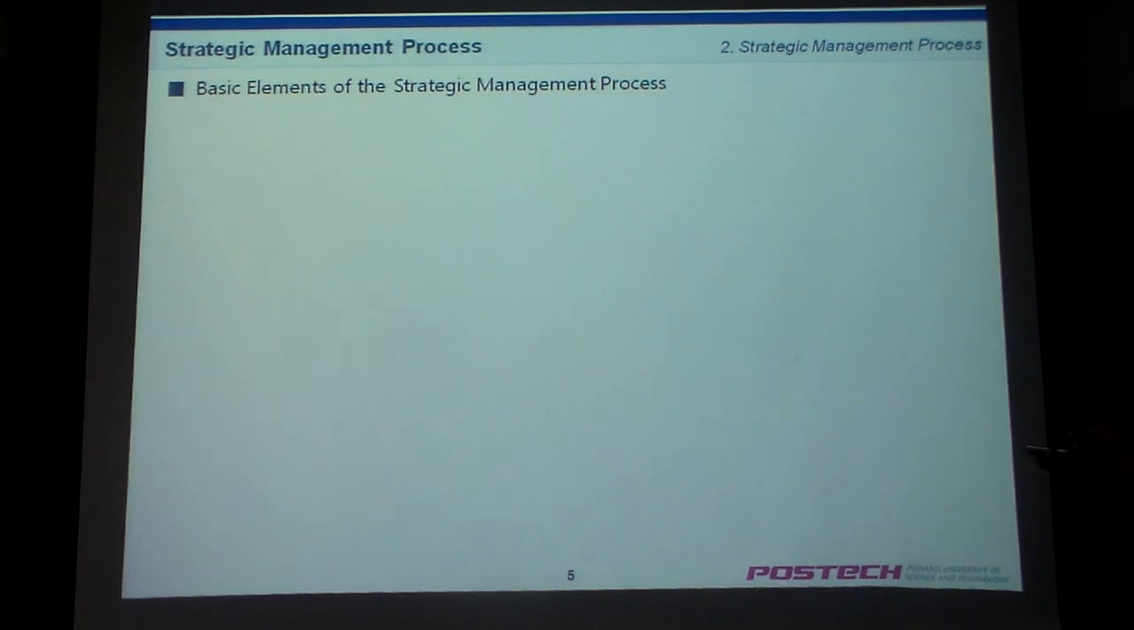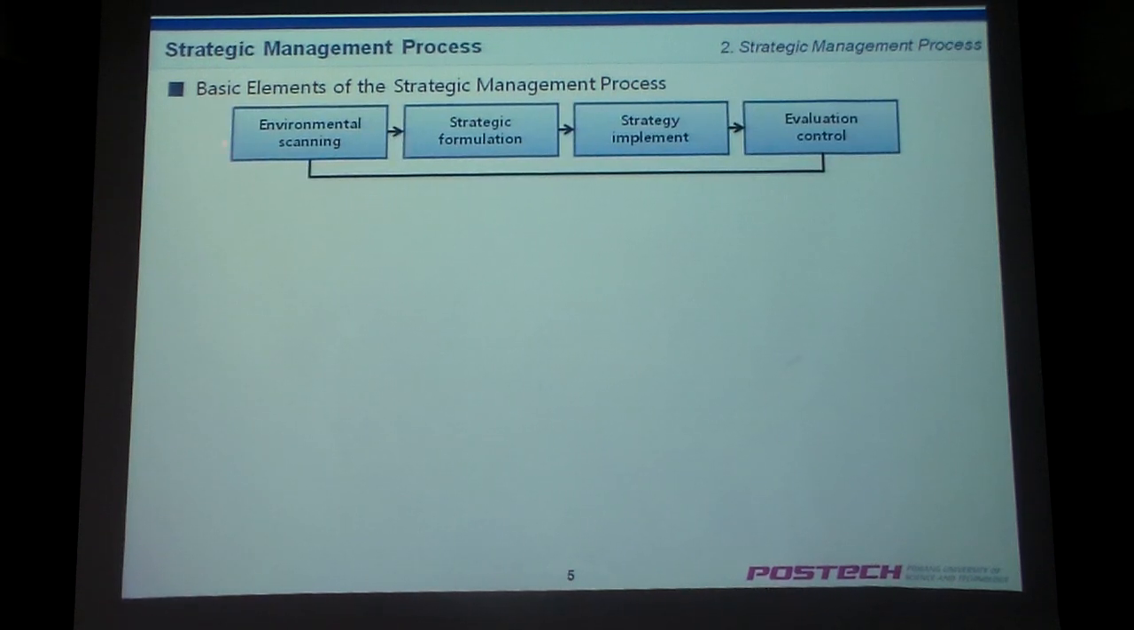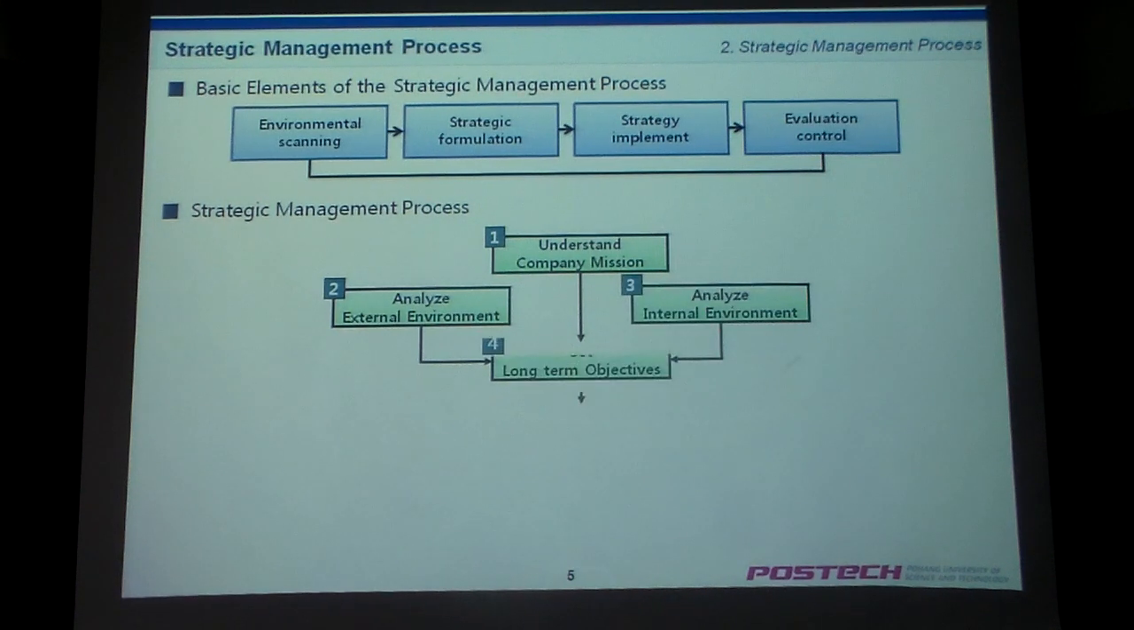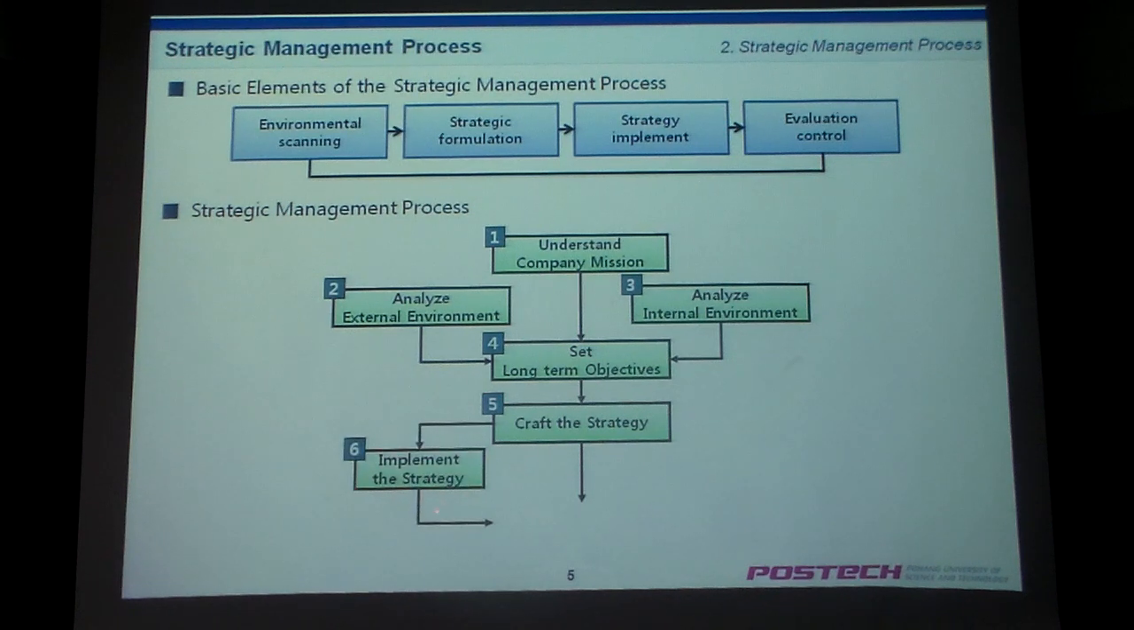This is the strategic management process. The basic elements of the strategic management process are environmental scanning, then strategy formulation, strategy implementation, and then evaluation and control. In the strategic management process, you have to understand the company mission first, and then you have to analyze the external environment and the internal environment, and then set the long-term objective. Then you have to craft the strategy, then implementation, evaluation and control, and some feedback.